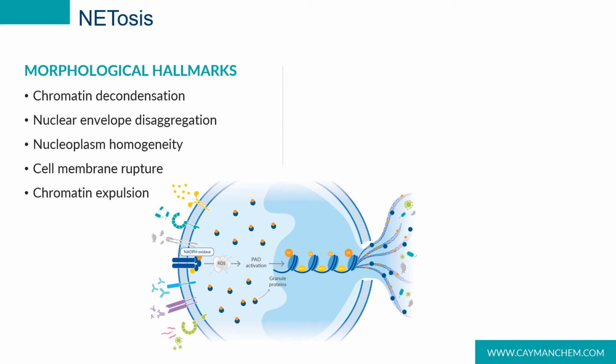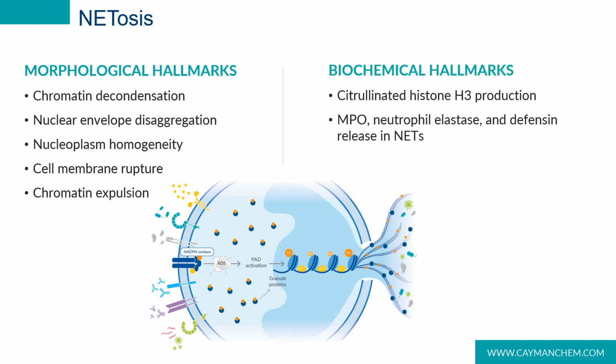Morphologically, neutrophils undergoing NETosis display chromatin decondensation, nuclear envelope disaggregation, nucleoplasm homogeneity, cell membrane rupture followed by chromatin expulsion. At the molecular level, there is increased ROS production and PAD4 activity leading to citrullination of histone H3 and the release of myeloperoxidase, neutrophil elastase, and defensin in NETs.